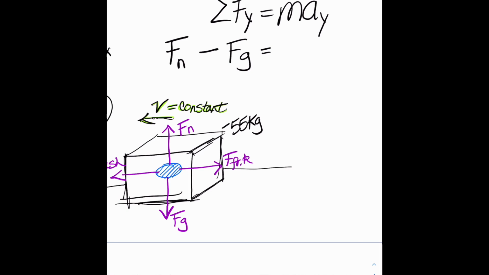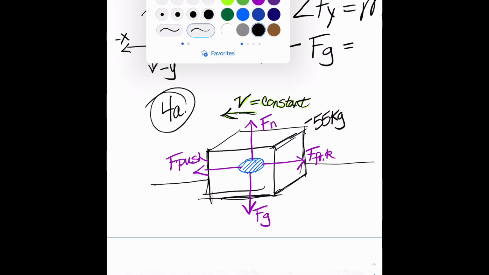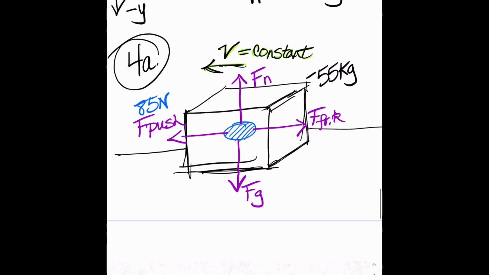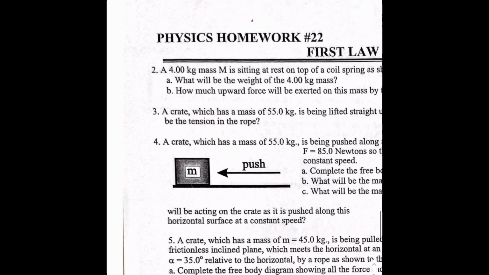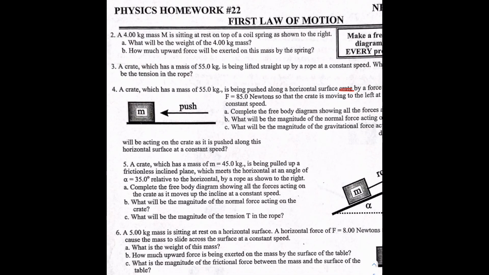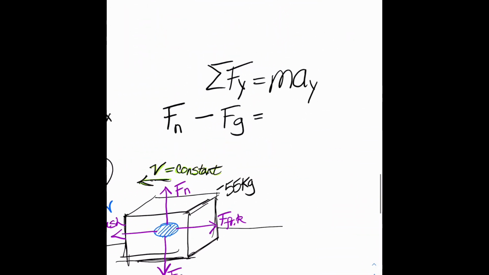And we also know something about the push. And I want to write that down. That's what I was distracted by. This force push is 85 newtons. So we do know a little bit more than maybe I realized there. That's okay. It's not going to change what we've done so far. We just wanted to know if there was a mass. So that mass is 55 kilograms. So I'm going to go ahead and write that in this equation.